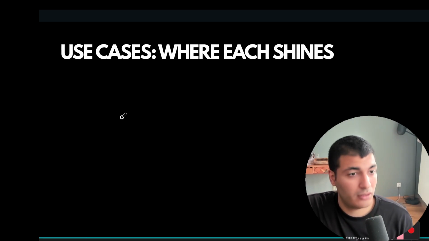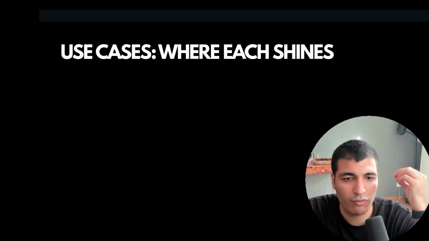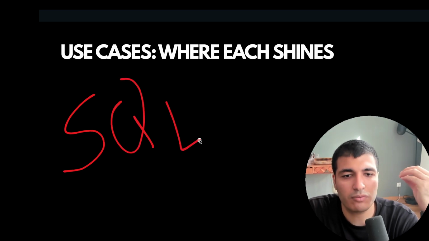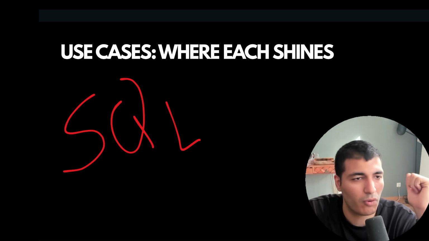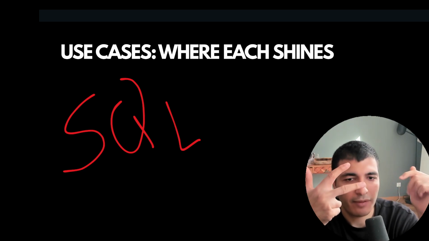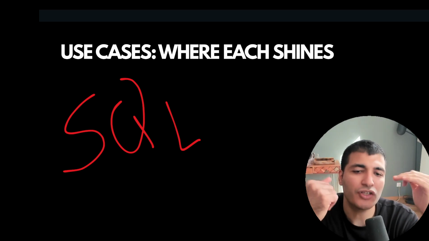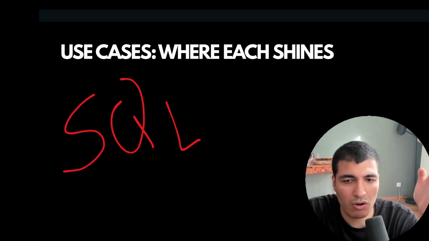Okay, coming to the end. Here we will talk about use cases for each. We start with SQL, where SQL will shine. SQL databases are typically the go-to choice for applications that require first, structured data with well-defined schema. Second, complex queries involving joins and aggregations. Third, strong consistency and ACID properties. Fourth, relational data where the connections between different data points are crucial.